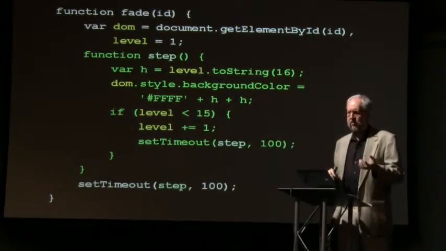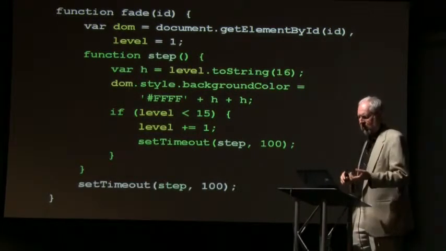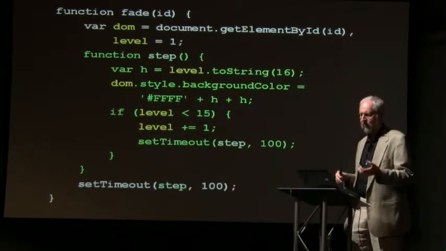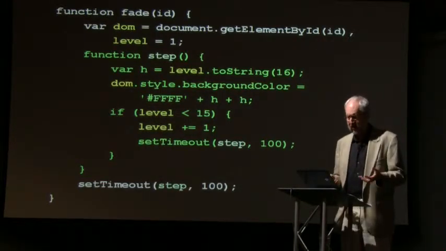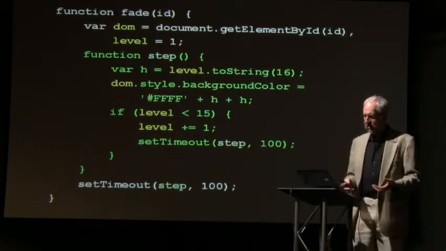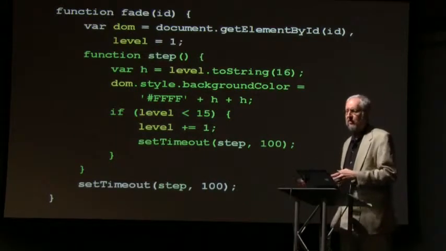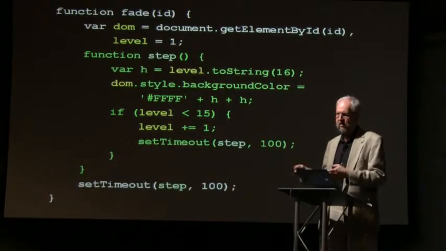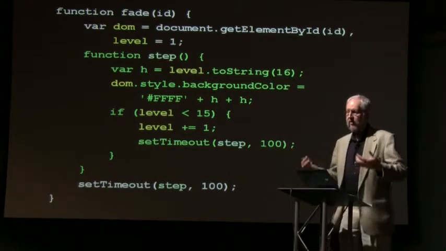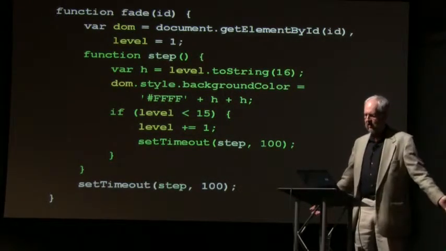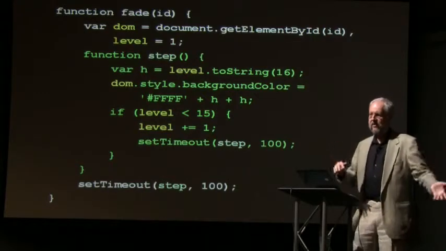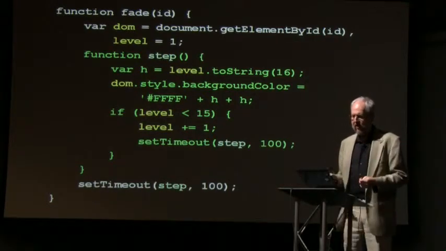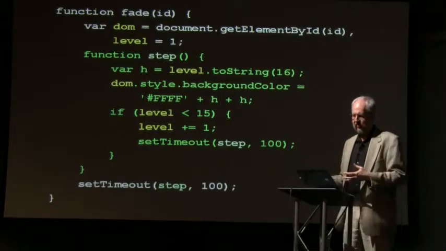and create a variable called level, which I'll set initially to 1. Then I'll define a step function, and then I will call set timeout, passing that step function with a time, so it'll fire in a tenth of a second, and then it returns, done. That's the end of fade. Then suddenly, a tenth of a second later approximately, the step function executes.